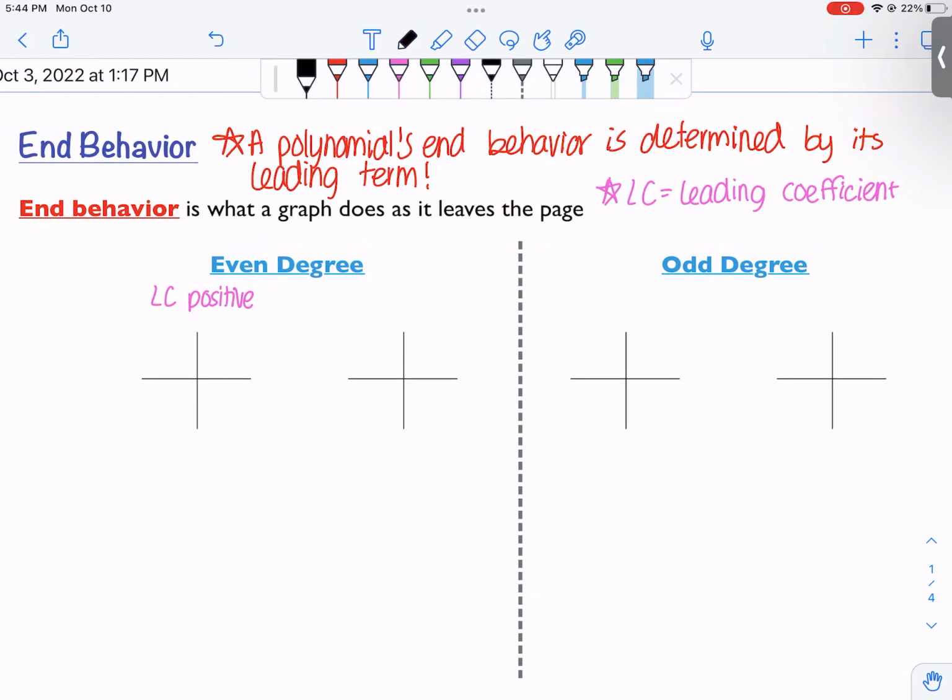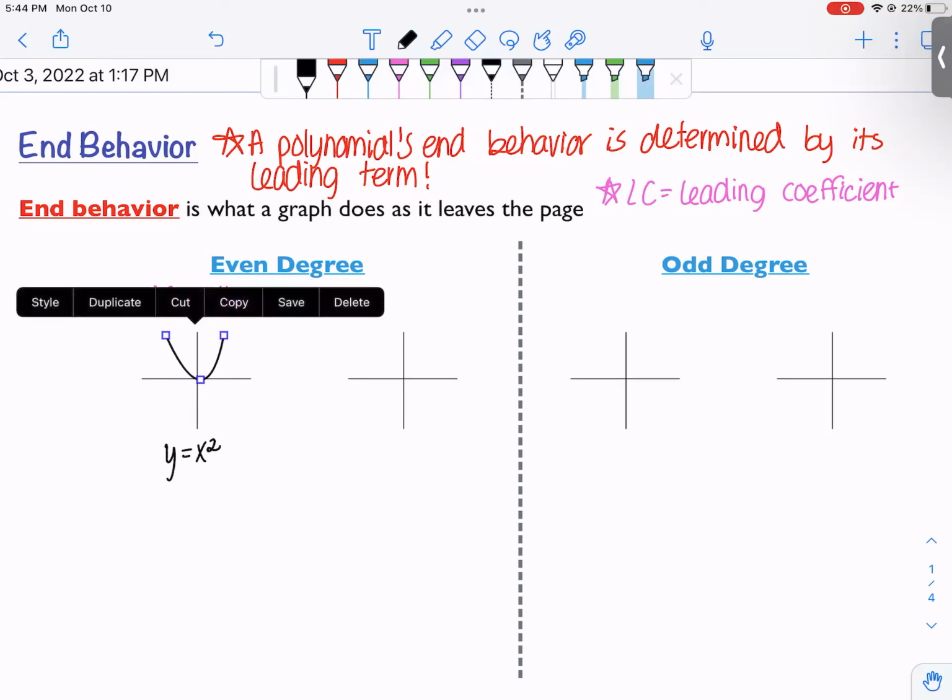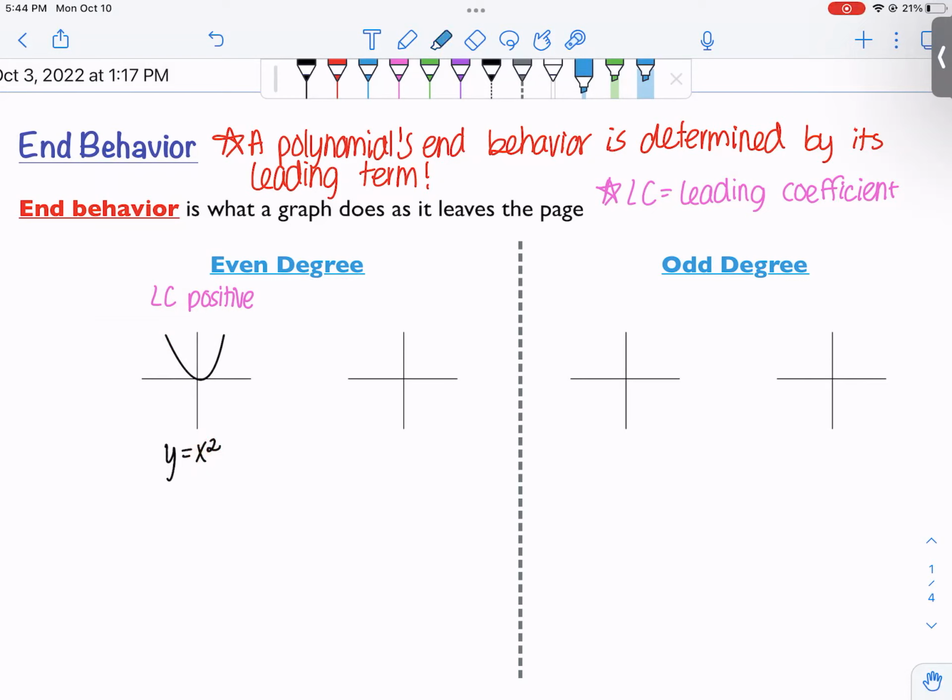think of something like y equals x squared. Y equals x squared more or less looks like that. And look, it's an even degree. Its leading coefficient is 1, so it's positive, and the ends of it go up and off in the positive y direction. So as the graph leaves the page to the left, it's going up, and as the graph leaves the page going to the right, it is also going up.